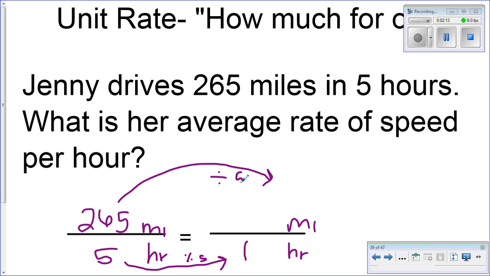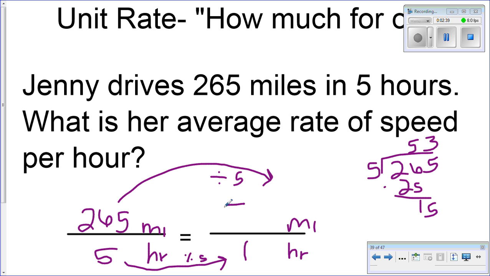265 divided by 5. And that's how we're going to find out our answer. So 265 divided by 5. 5 goes into 26 5 times. We have 25. Remainder of 1. 5 goes into 15 3 times. Okay. 53 miles in 1 hour.